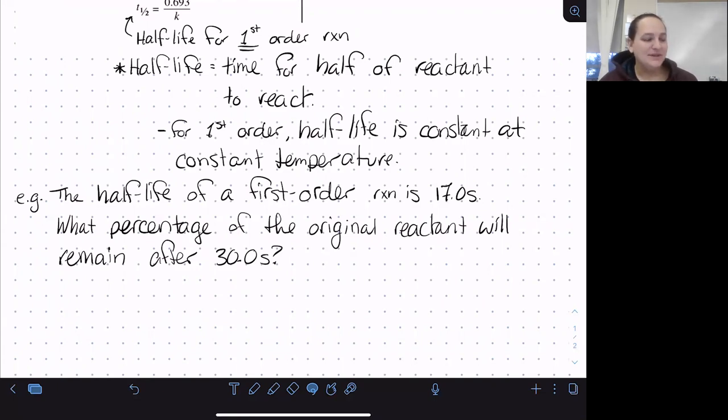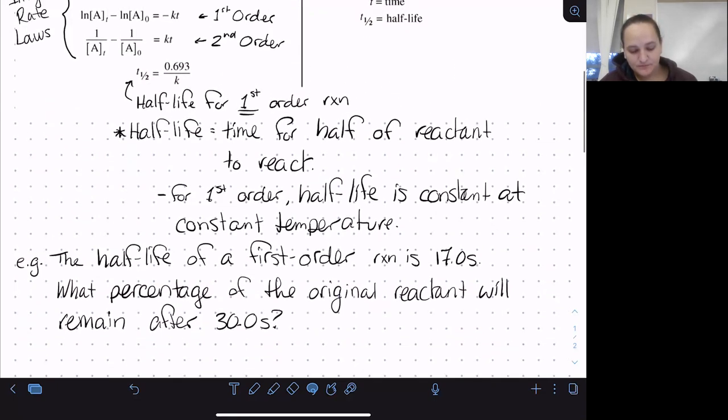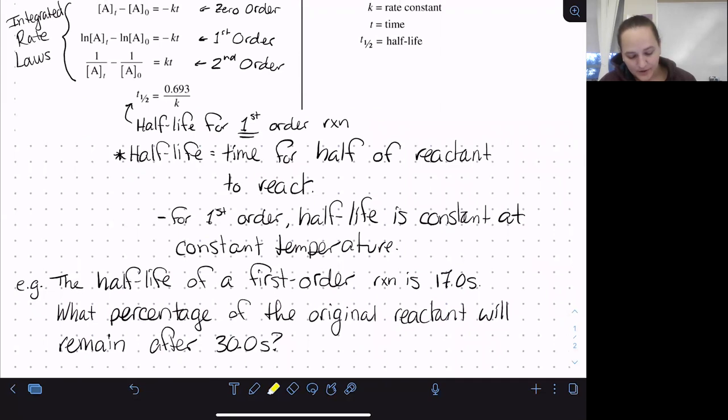So in this one, you're told the half-life of a first order reaction is 17 seconds. What percentage of the original reactant will remain after 30 seconds? So to solve this using our integrated rate laws, we're going to need to identify which equation we need to use. You're told it is a first order process. You either need to be told the order or given enough information to figure it out on your own, which means that we need the first order integrated rate law, which is the one involving natural logs.